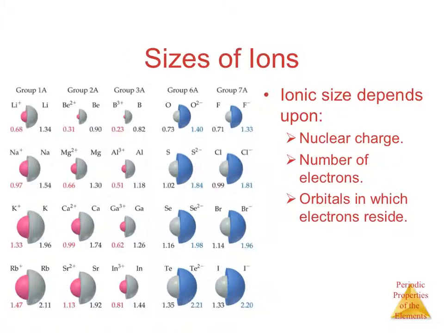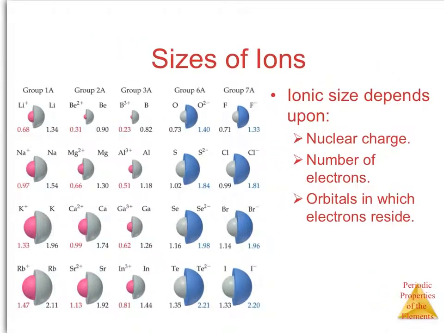All right, so let's talk about sizes of ions. Now here's just a picture that shows both the sizes of the ions and the sizes of the atoms. It's a little bit busy. But what's important is that when we are thinking about what's happening with ions, we need to think about several things. We need to think about the nuclear charge, how many electrons we have, and where those electrons are located.